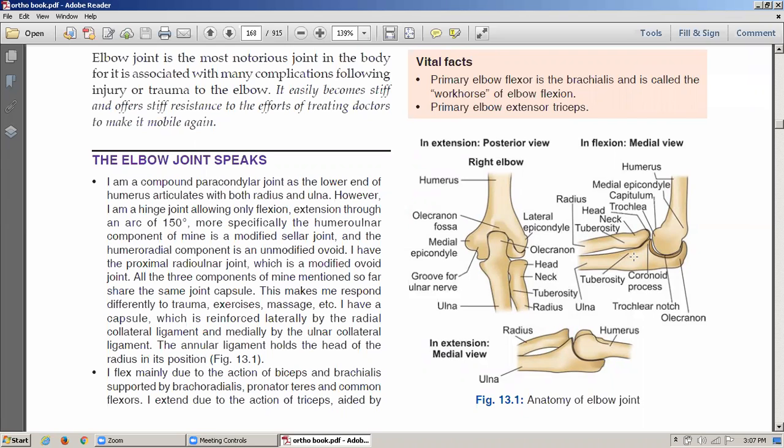And in the flexion position, the medial view shows the humerus, the medial condyle, medial epicondyle of the humerus, capitulum, and this one is the trochlea. This is the radius, its head, neck, and tuberosity, and this is the ulna. This is the olecranon. This is the trochlear notch, and this one is the coronoid process of the ulna. And then in the medial view, in the extension, you can see the humerus, radius, and ulna.